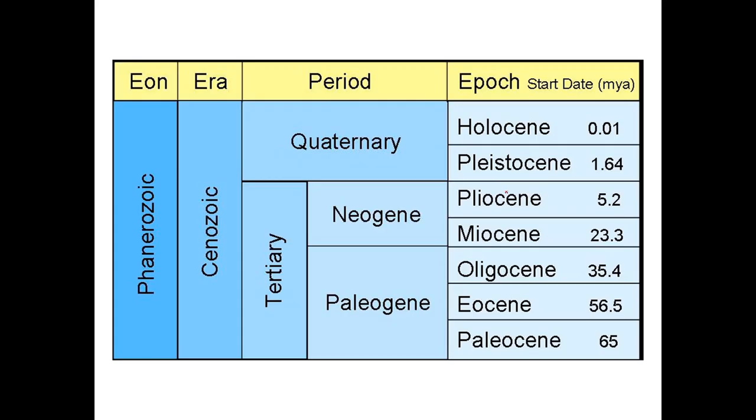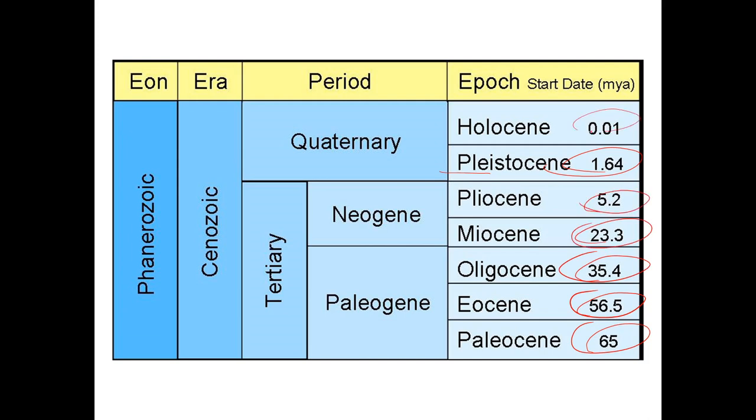Okay. Here are the dates. So the Pleistocene, you can see that's the start of the Quaternary. I thought it was about 2 million years, 1.6 million years. The Paleocene, of course, is the first one. That starts 65 million years ago. Eocene, 56 million years ago. Oligocene, 35 million years ago. Miocene, 23, and Pliocene, 5 million years ago.